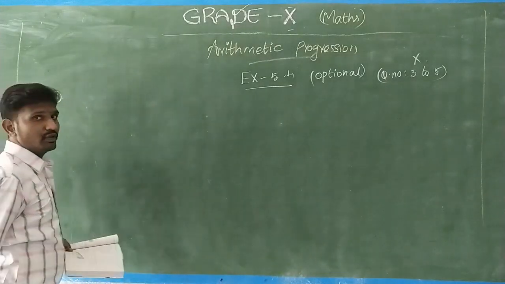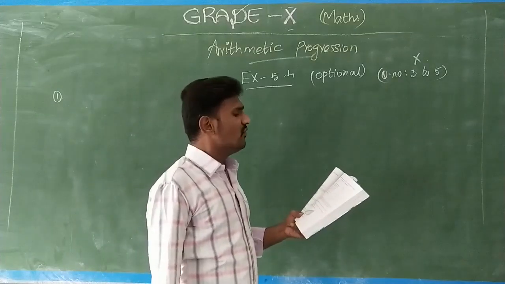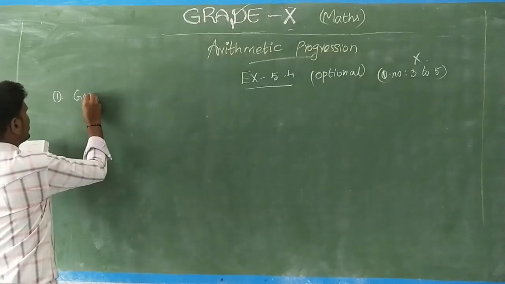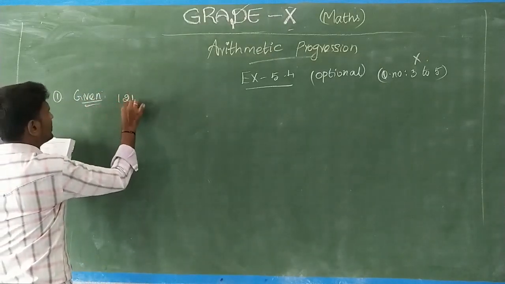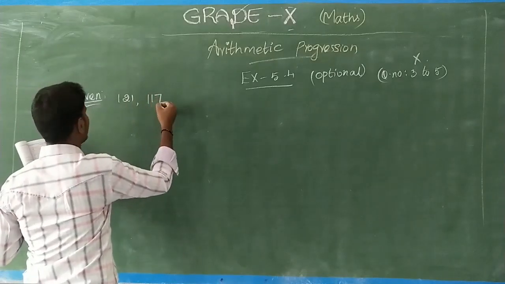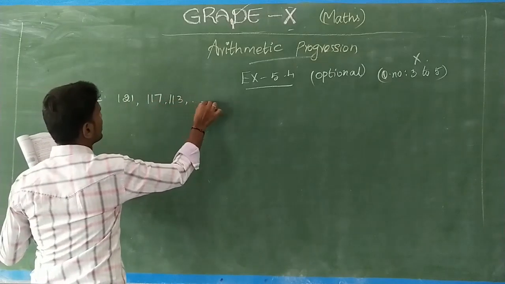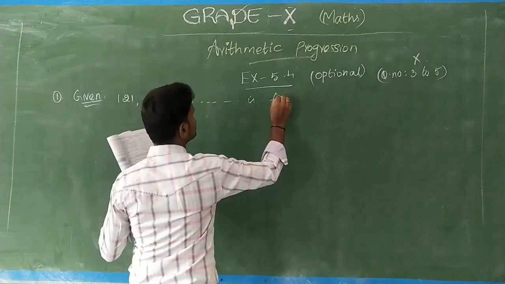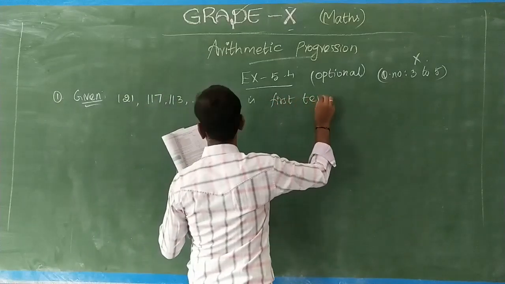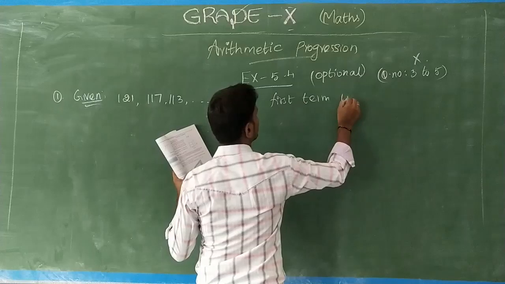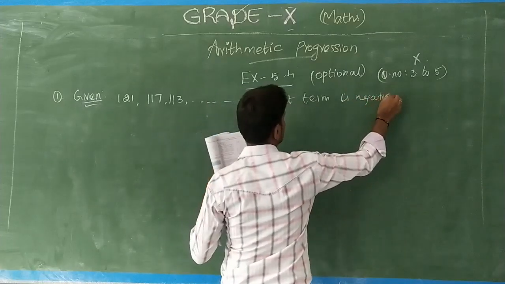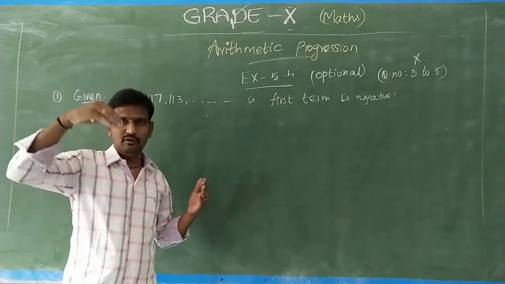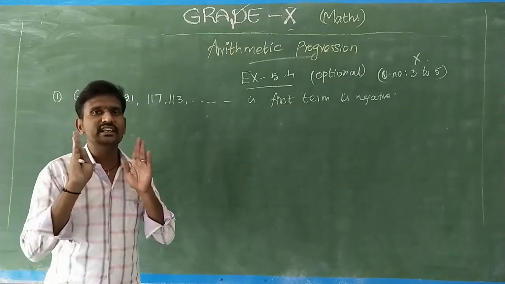The first question. Listen, students. Which term of the AP 121, 117, 113 and so on is the first negative term? You have a sequence, and in that sequence, in which term are you going to get a negative number? That is the question given to you.